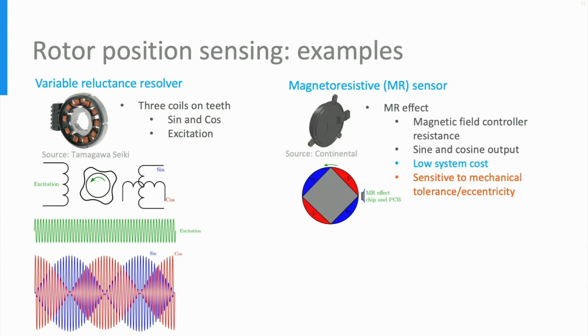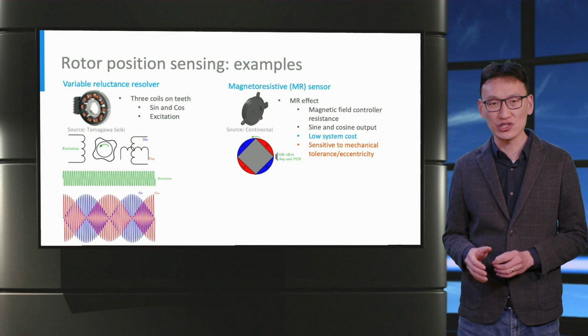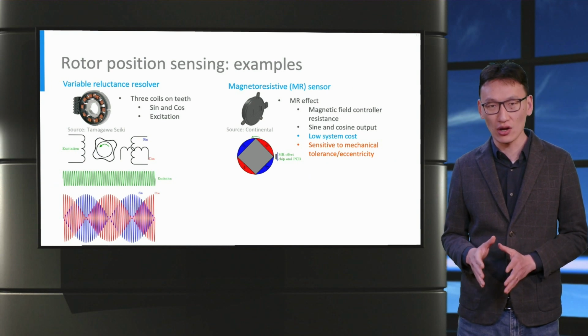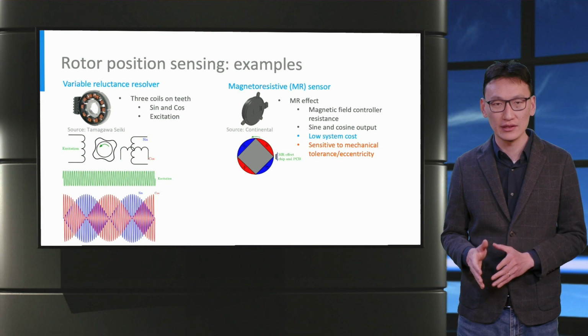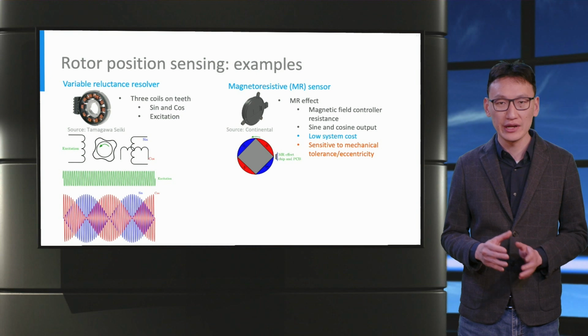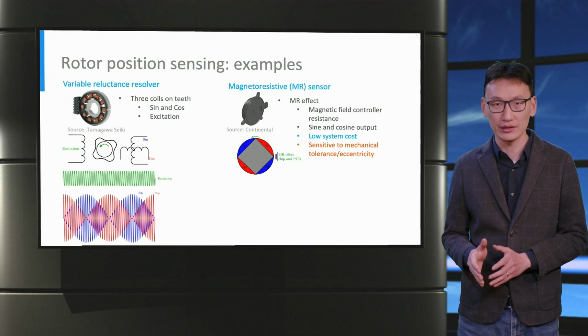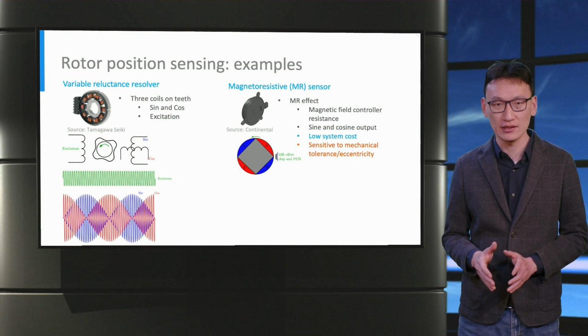The second example is a magnetoresistive sensor. It works on the principle of the magnetoresistivity effect, in which the resistance changes according to the change in the magnetic field around the sensor. Therefore, magnetic poles should be attached to the rotor in order for it to work. It has a low system cost, but is sensitive to mechanical tolerance.